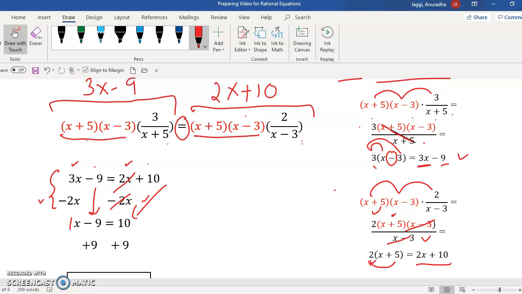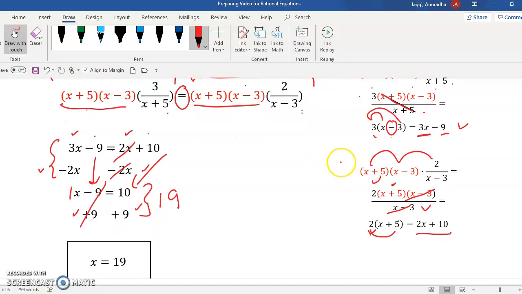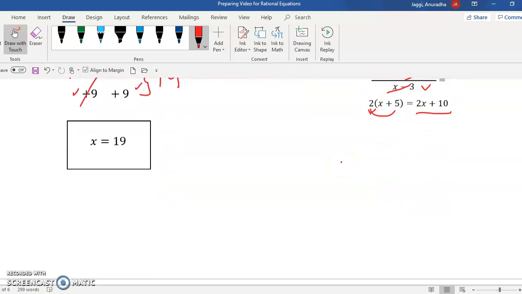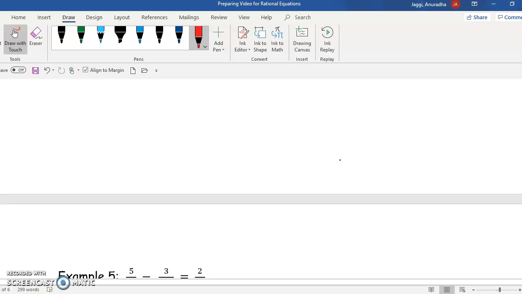Again, you have to solve for x. So you get rid of this 9 which is subtracted from it. Use the inverse operation again and add 9 to both sides of the equation. Negative 9, positive 9 get cancelled, and 10 plus 9 becomes 19. So you will get your answer as x equals 19. Okay, let's move on to the next example.